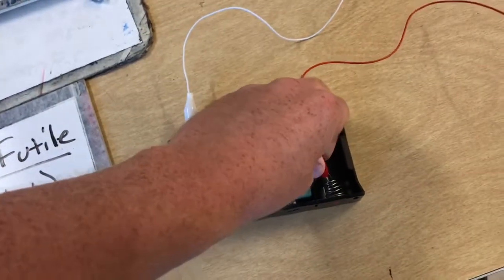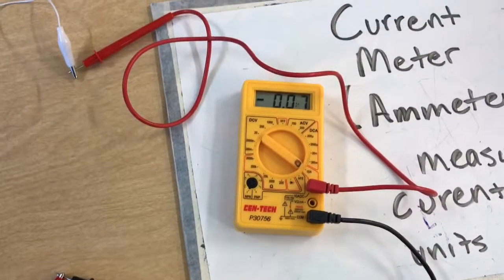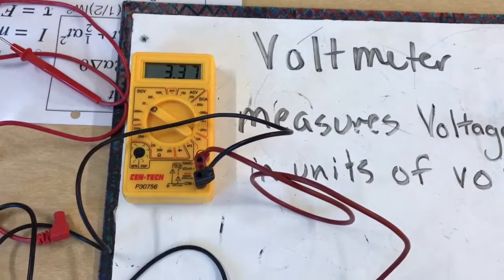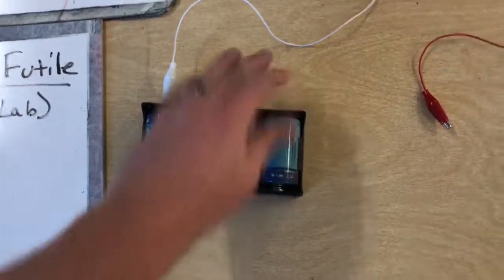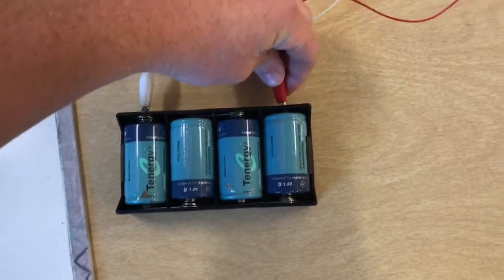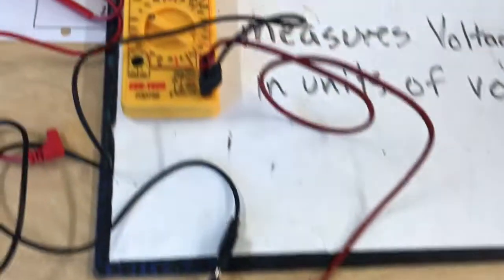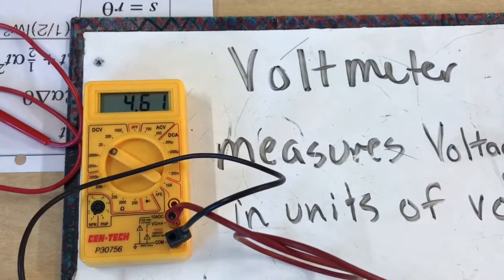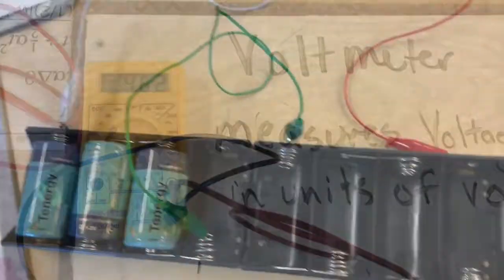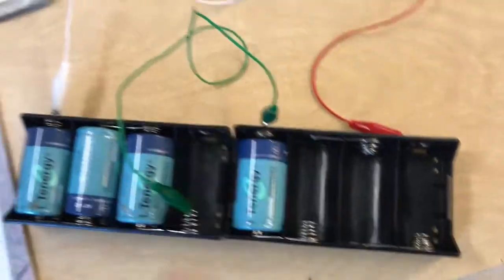Just gonna keep cruising through this. Three batteries make the circuit. We get 0.07 amps for current and 3.37 volts. Four batteries, 0.09 amps and 4.62 volts.